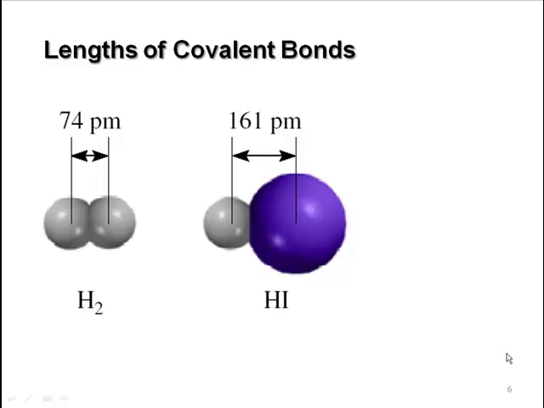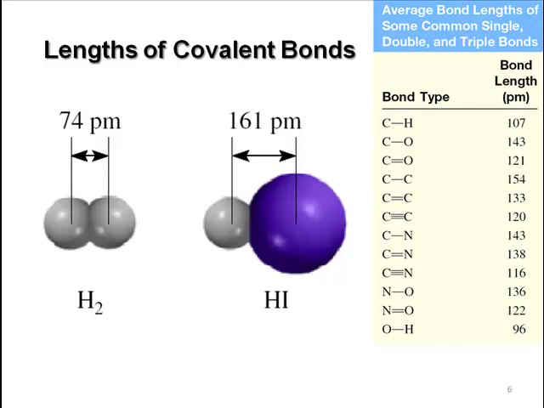The lengths of covalent bonds: here you can see this one is 74 picometers. HI is 161. Here are the other bond lengths for different ones. Which one has the smallest bond length of all of those? O and H, just the O and the H connecting together. Smallest bond length of all of them.